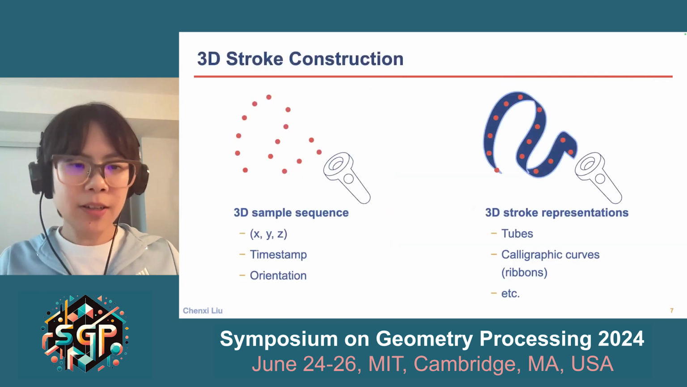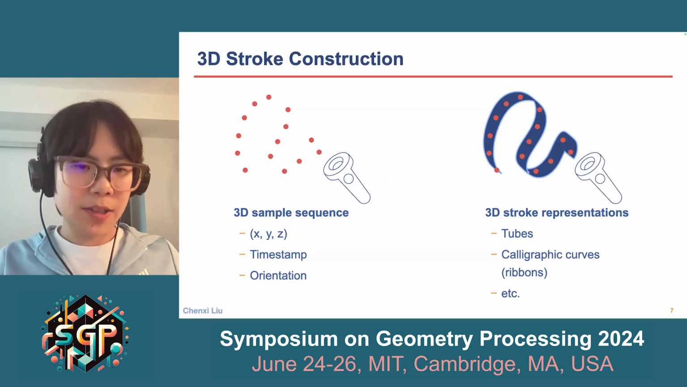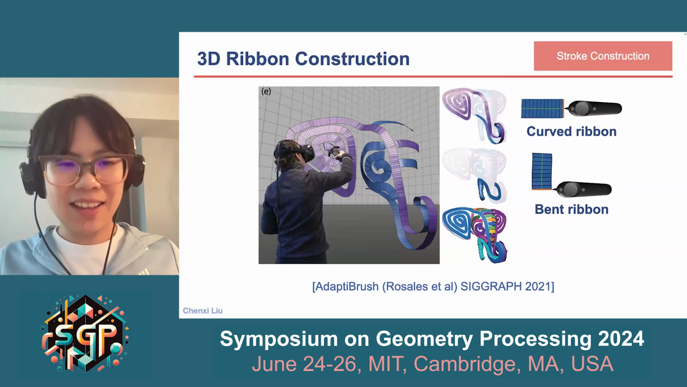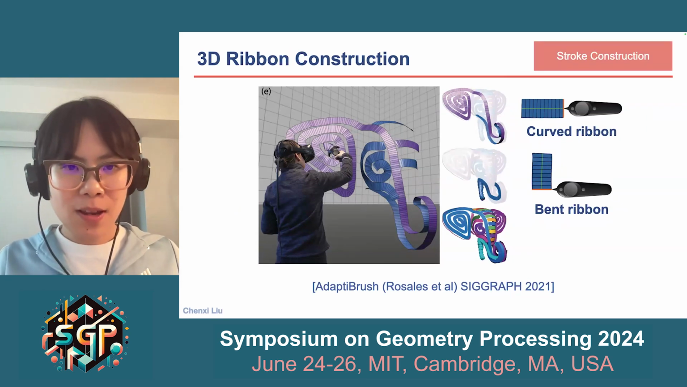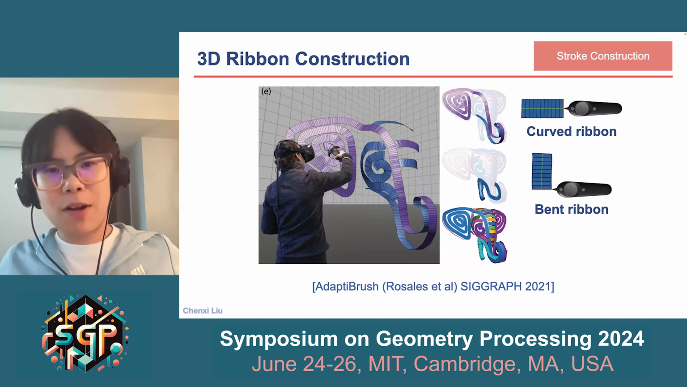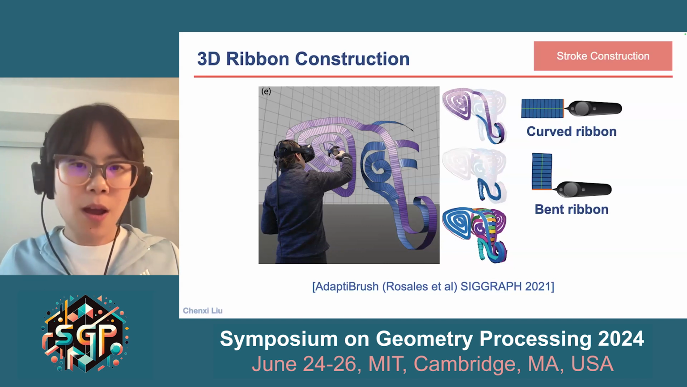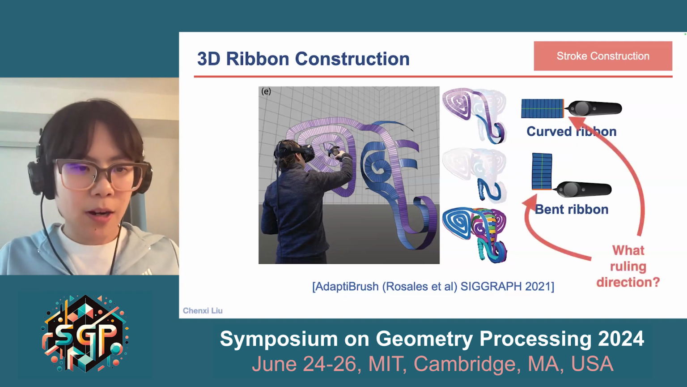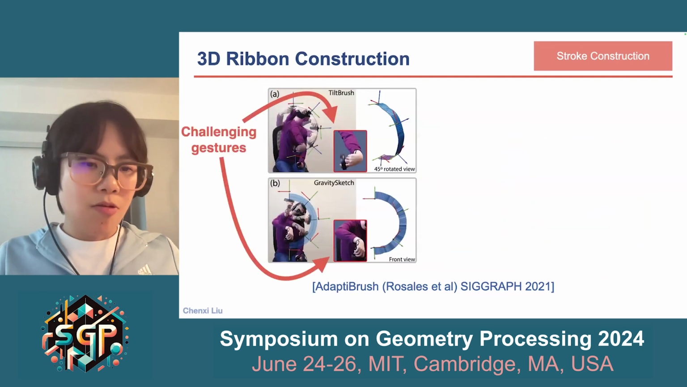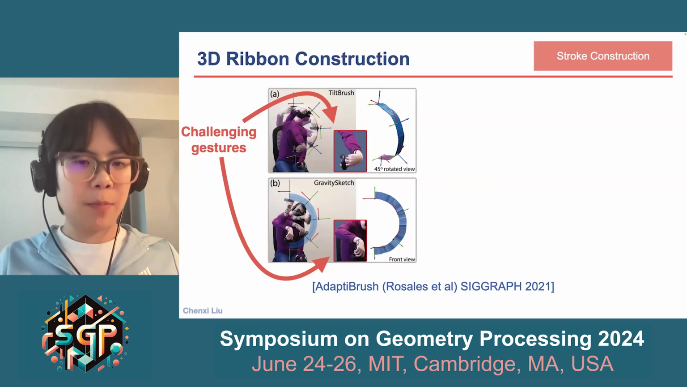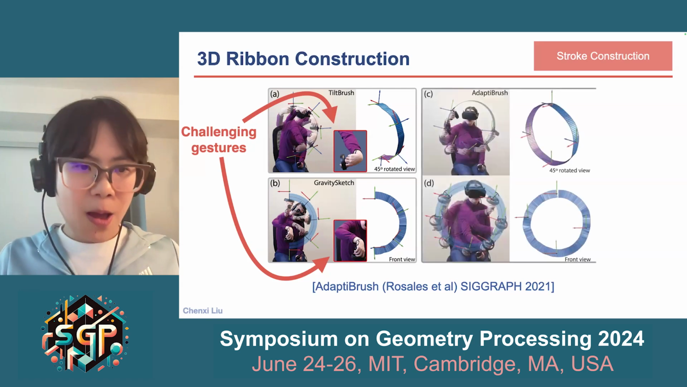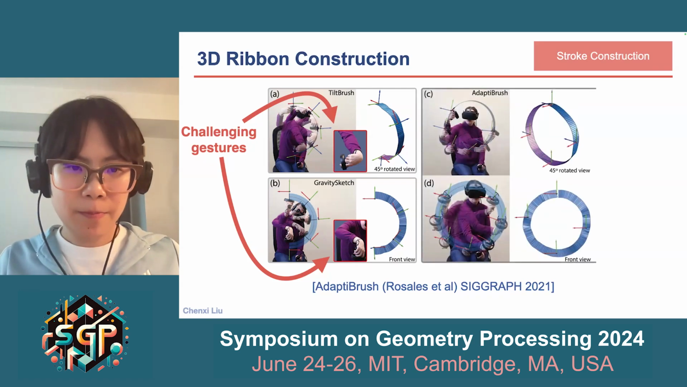For 3D, similarly, we want to know how to convert 3D samples to, for example, ribbons. Artists may intend to use different types of ribbons for different parts. For example, for this elephant, the artist may want to use curved ribbon for the ear and for the nose, but then a bent ribbon for the tusks. So this method here, adaptive brush, is a system that solves for ruling direction in real time. The existing solutions pose some ergonomic challenges to the artist. You can see those gestures are not very comfortable, but this work is able to avoid those problems.